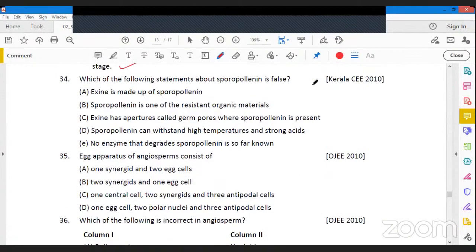So which of the following statements about sporopollenin is false? Exine is made up of sporopollenin, correct? Sporopollenin is one of the most resistant organic materials, correct? Exine has an aperture called germ pores where sporopollenin is present, they have given, but this is actually absent. Sporopollenin can withstand high temperature and strong acid, correct? So the correct answer is C. Have a look, students.